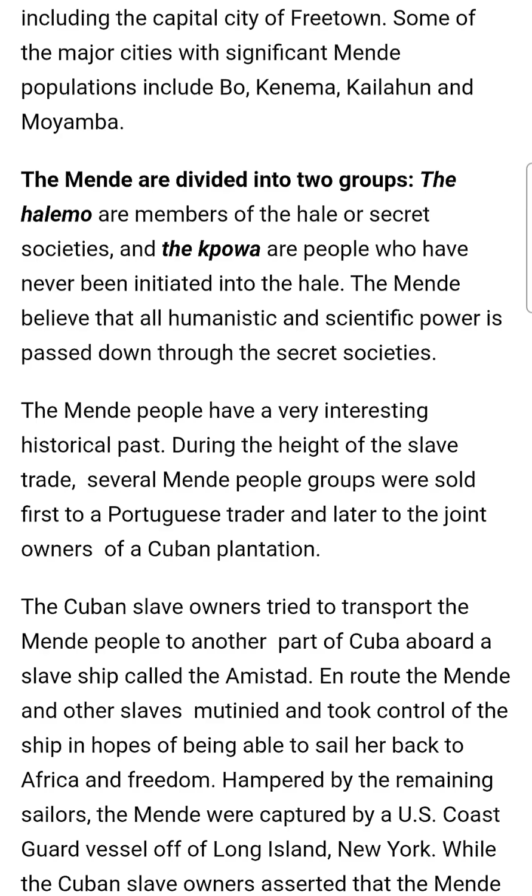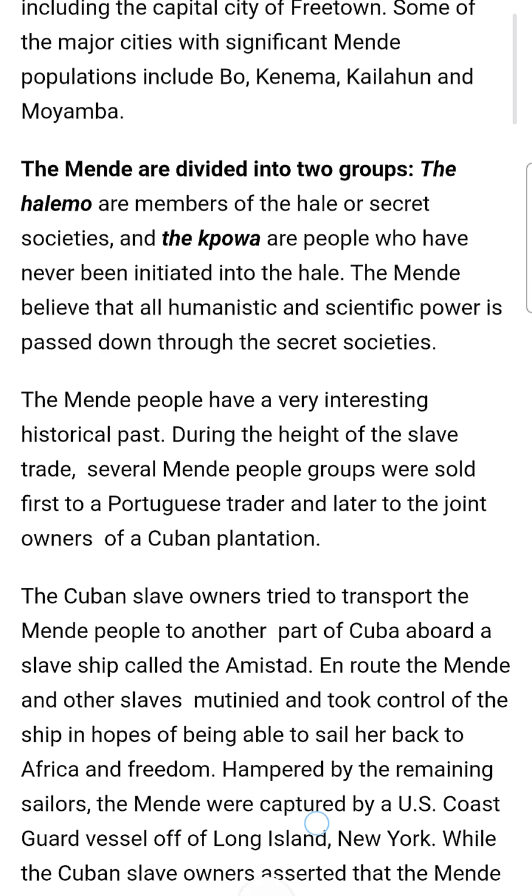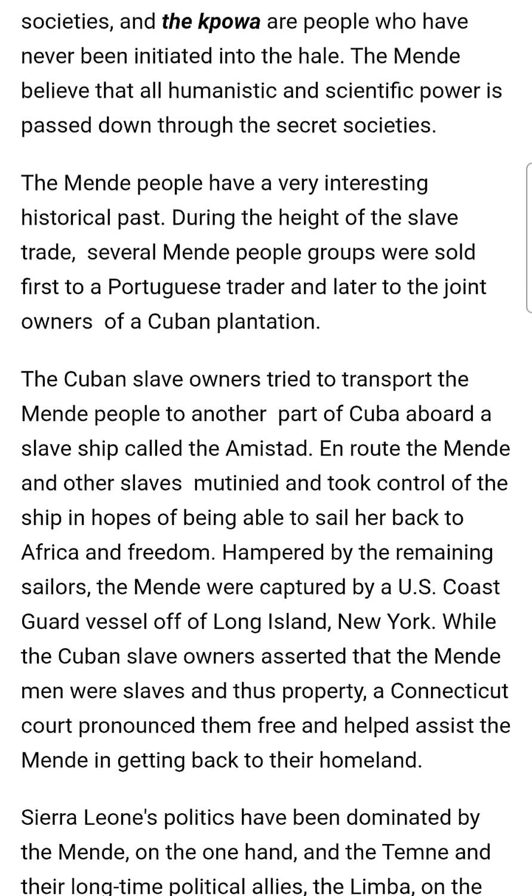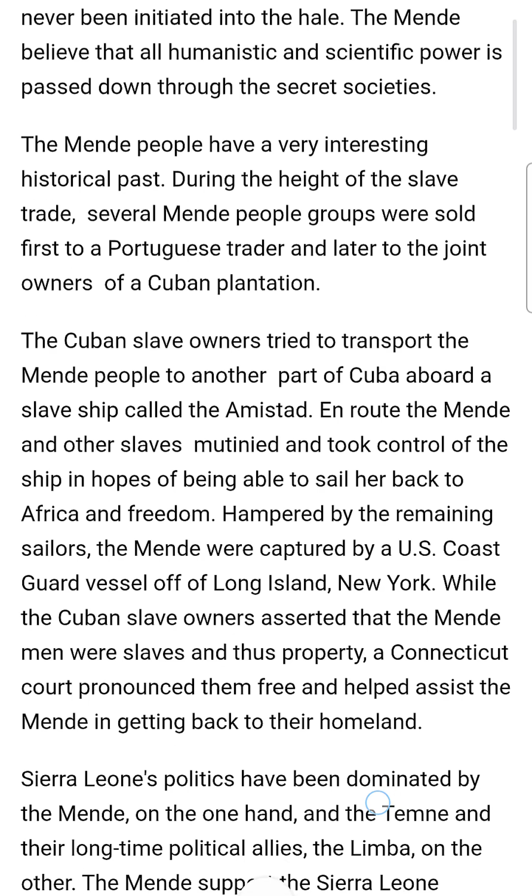So basically the Portuguese had a lot to do with the slave trade within Sierra Leone, also the British, and then as you can see here, there was also a portion of history that included Cuban plantations and Cuban slave owners of Mende people. So it'll tell you here the Cuban slave owners tried to transport the Mende people to another part of Cuba aboard a slave ship called the Amistad. En route, the Mende and other slaves mutinied and took control of the ship in hopes of being able to sail her back to Africa and freedom.